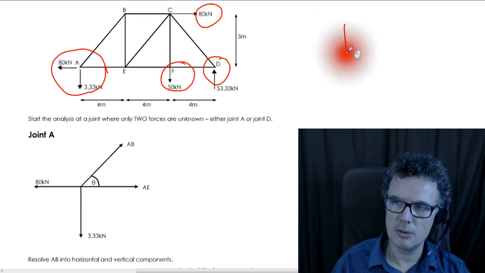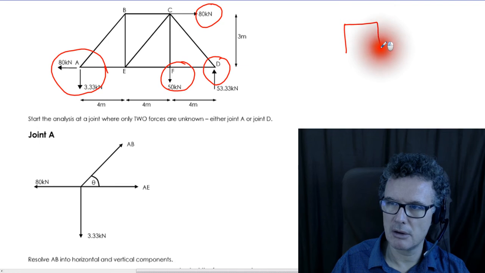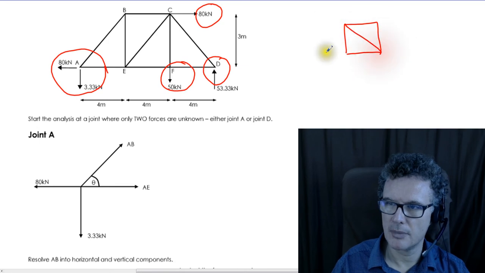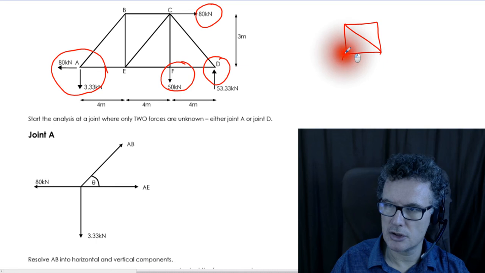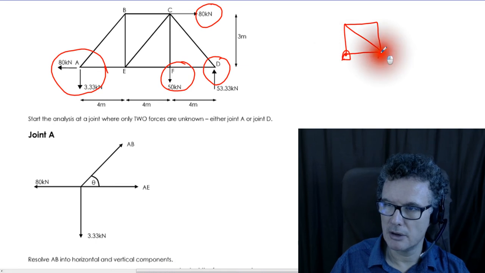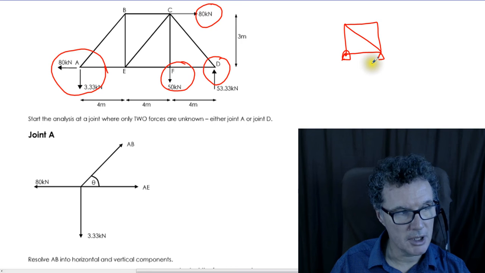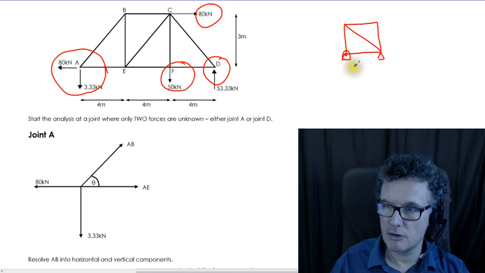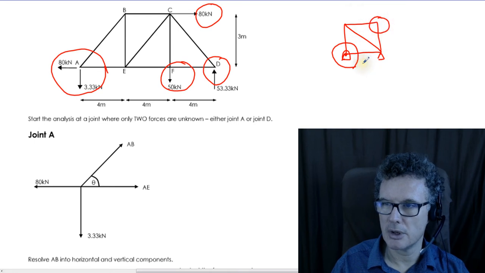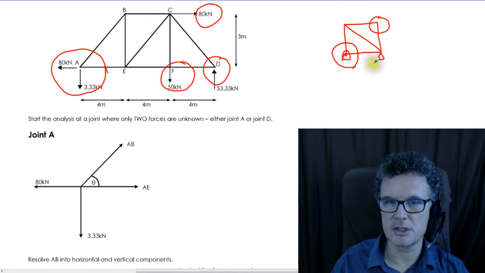For example, maybe we could imagine a square like that, and that you'd have a hinge maybe here and a pivot here. In that particular case, you could start the method of joints around the hinge, or you could start the method of joints around this joint here. Okay, so it doesn't necessarily have to be at the support, but normally it will be.